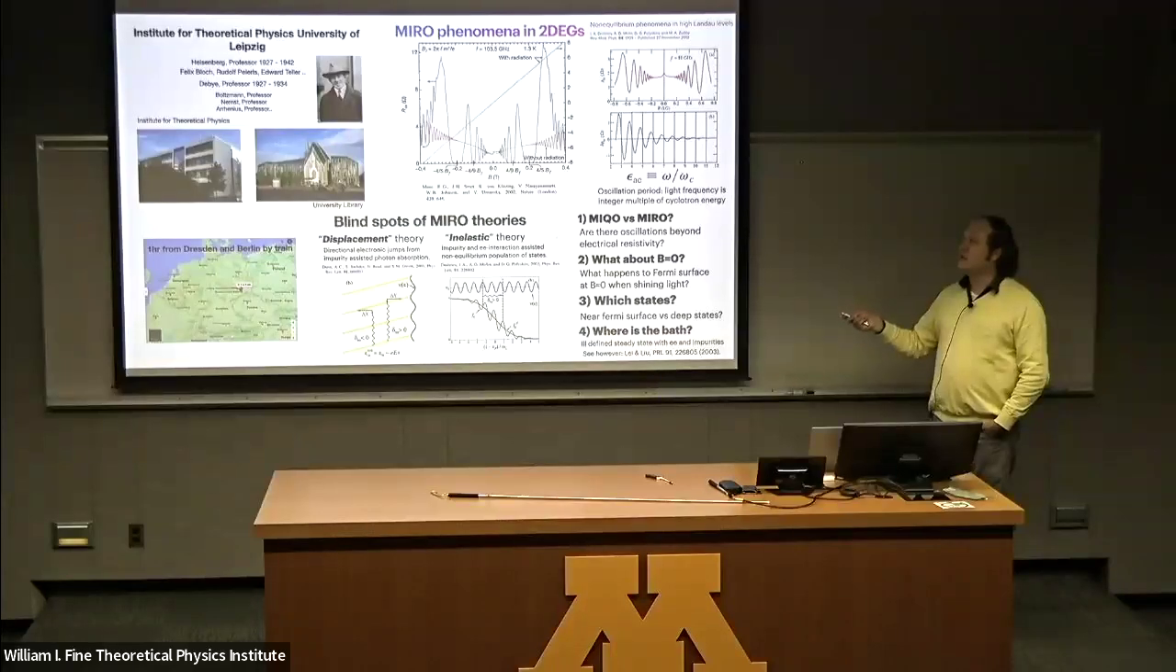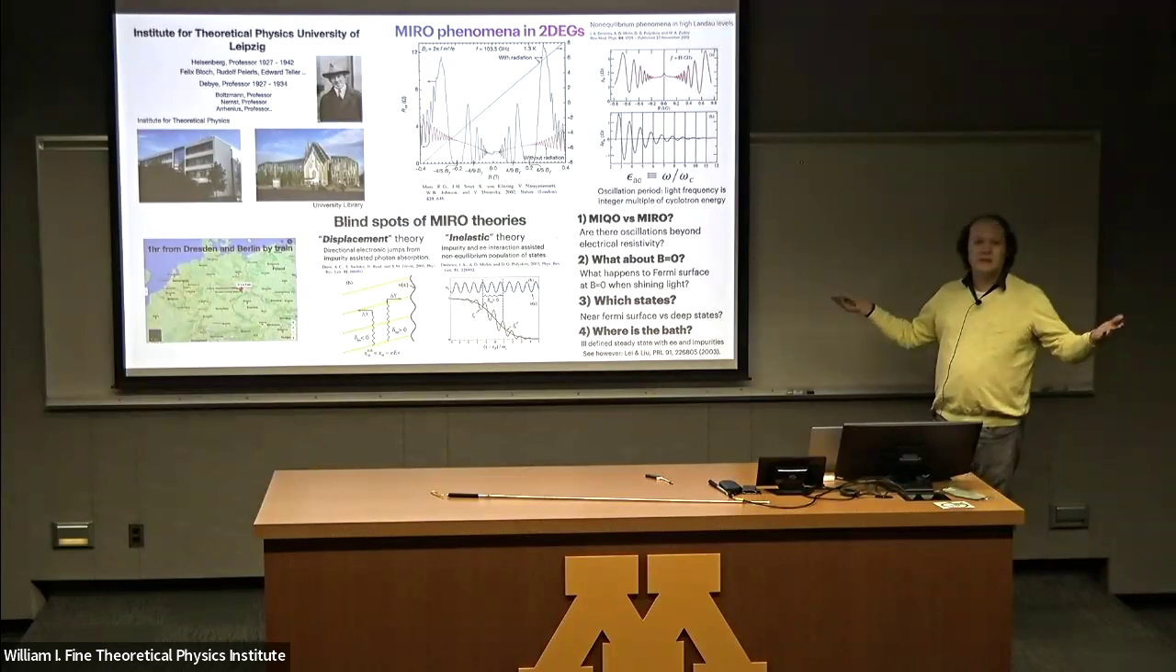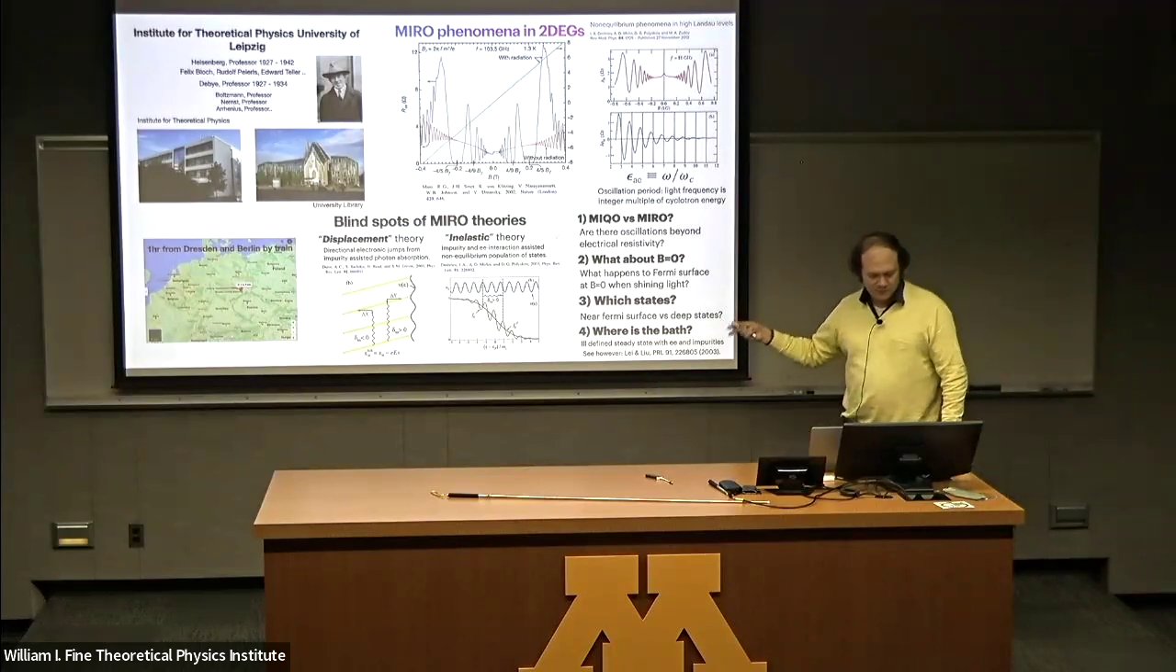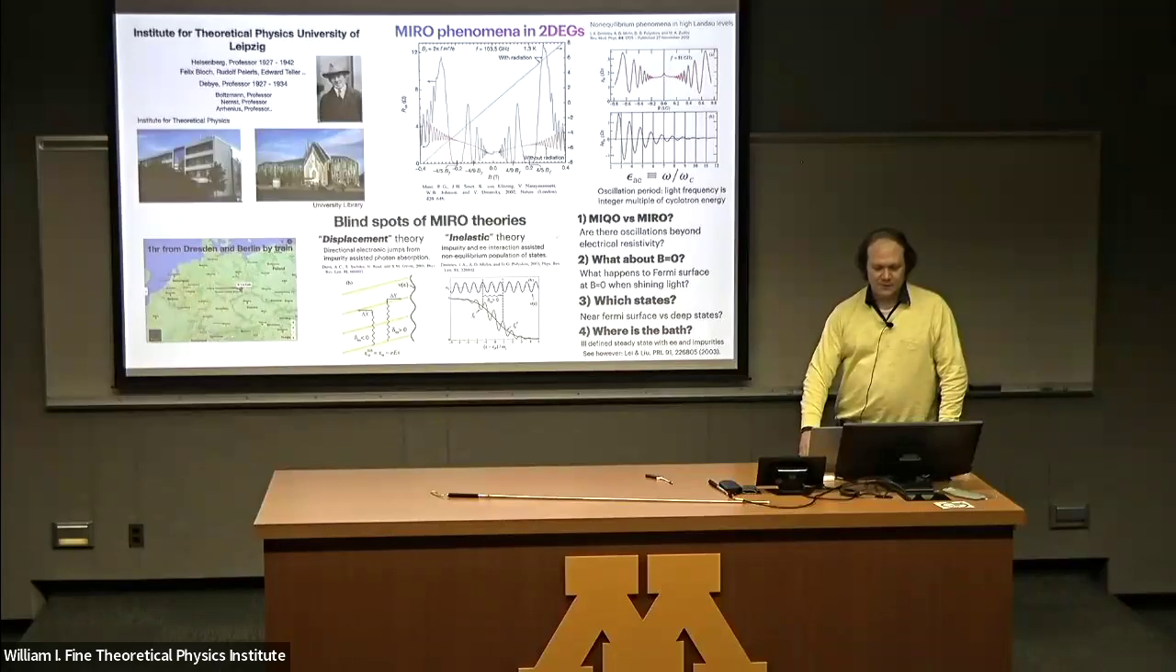What is the steady state at zero field? Does this oscillation have something to do with the steady state at zero field? Just like quantum oscillations reveal the presence of a Fermi surface. What is going on at zero field when you're just shining the microwaves on the electrons? Which states are contributing? Is it states near the Fermi surface, deep states? Where is the bath? This is non-equilibrium physics. Doing non-equilibrium physics without baths is kind of nonsense. And most of these theories have ignored largely the issue of what is the bath to which electrons are coupled. Anyway, these are the blind spots of these theories.